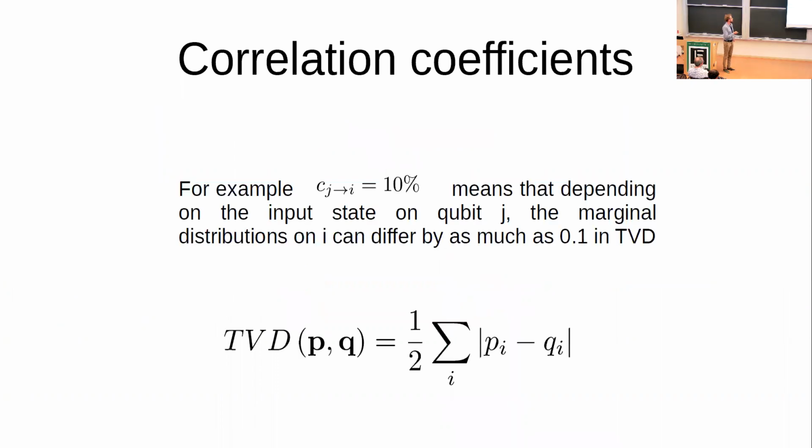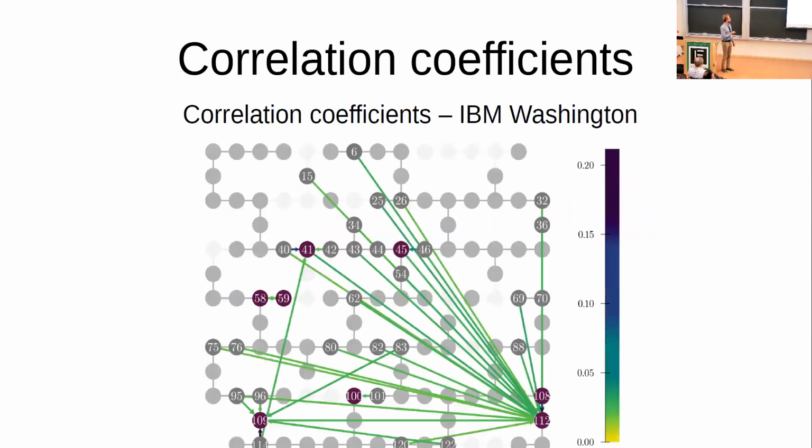Let's say that this coefficient is equal to 10%. This means that those two probability distributions differ by 0.1 in total variation distance. So now I can perform those experiments and calculate those correlation coefficients.